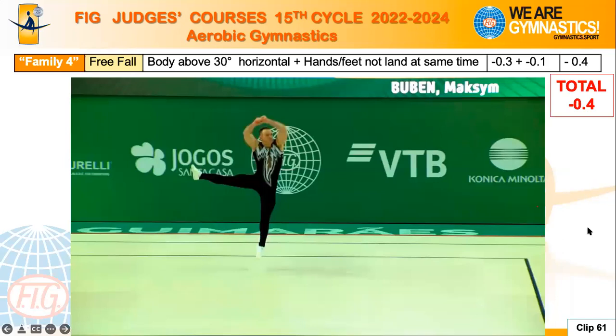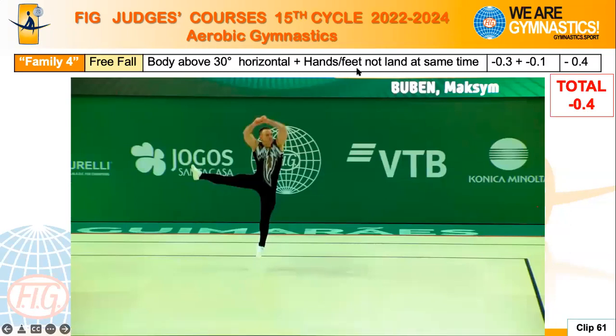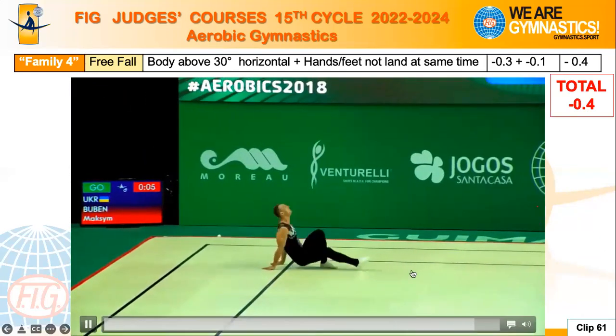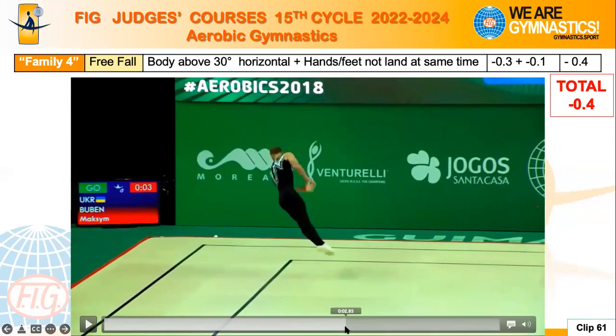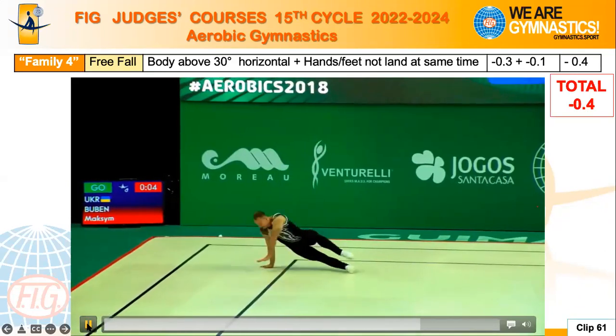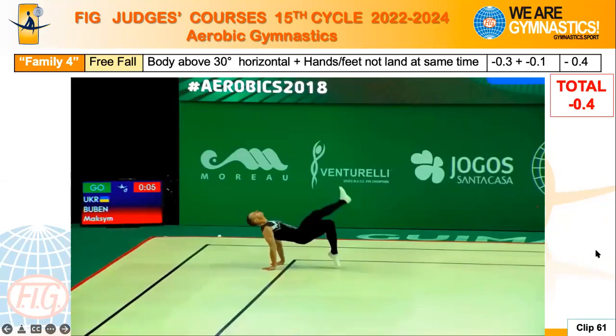Thank you. So body above 30 degrees horizontal for free fall, but also hands and feet not landing at the same time. It was like a jujun landing, and then it's medium and small. He was almost air turn. You're supposed to have the body angle already slanted for free fall, and then he lands with hand and feet not together. Of course, his body was straight, his feet touched before his hand. 3 and 1 is 0.4.